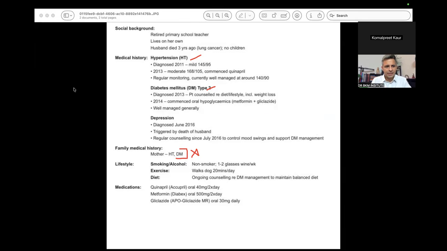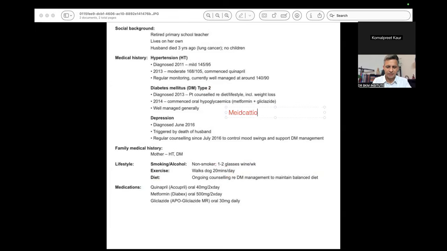Done. Now lifestyle: non-smoker, one to two glasses of wine, walks dogs 20 minutes, ongoing counseling, diabetes management to maintain a balanced diet. Again, there is nothing special, no urgent care, and nothing noticeable. Medications she's taking, I want to write the medications, but I will try to enclose them in the last line of the letter, saying this 62-year-old person's medications are being enclosed. How do you write this line? This medicine line?